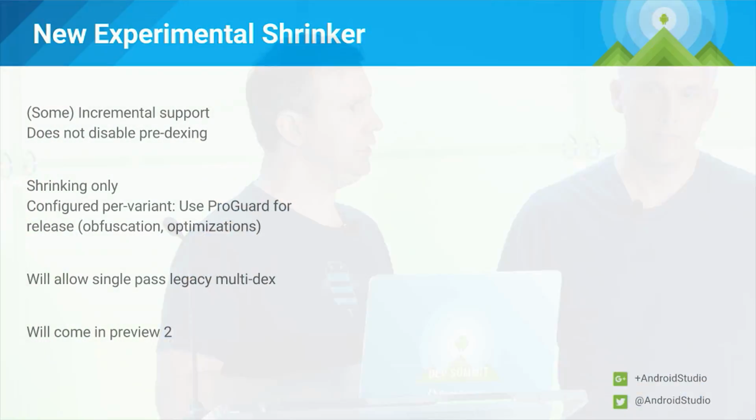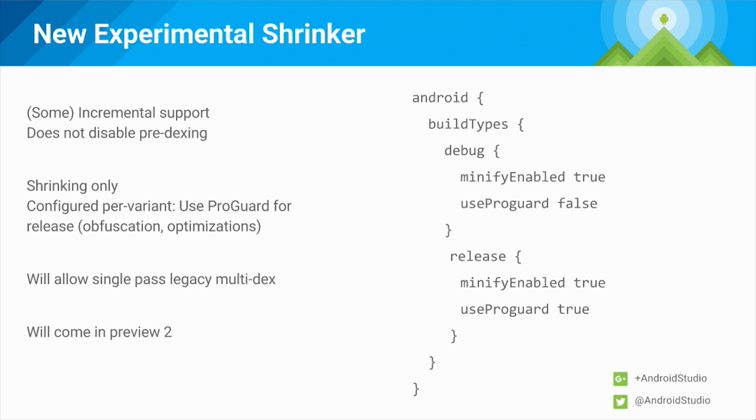So that will come later, probably after 2.0. We want to stabilize the shrinker first for 2.0. It's not actually available right now in alpha 1 of the plugin. It will come in the next plugin in a few weeks. This is how you enable it.